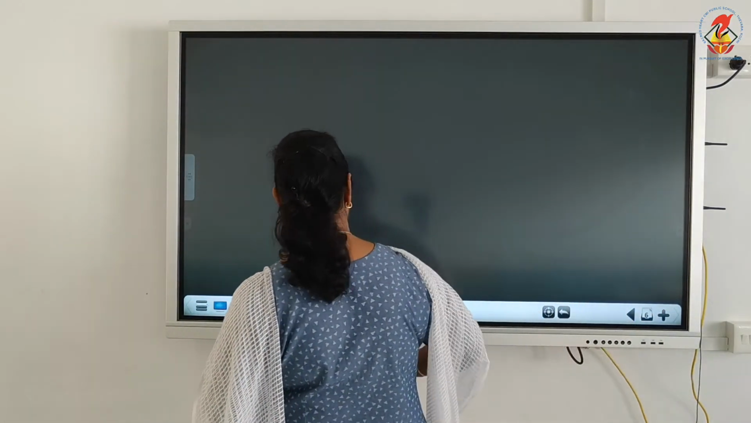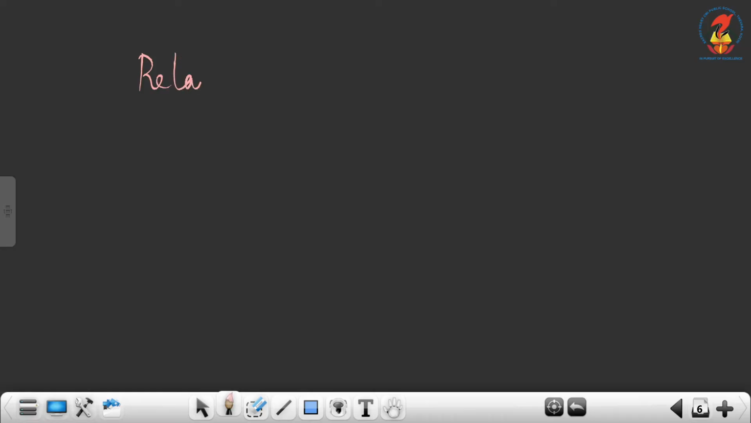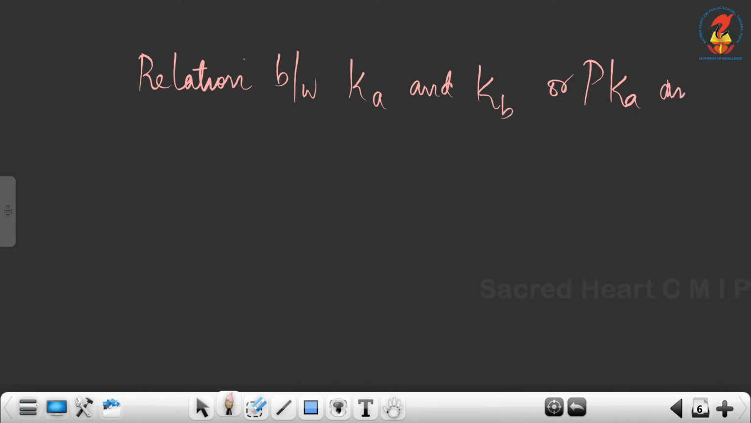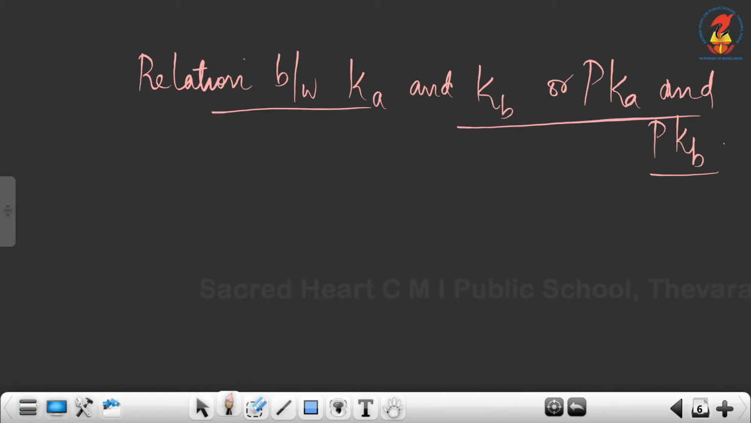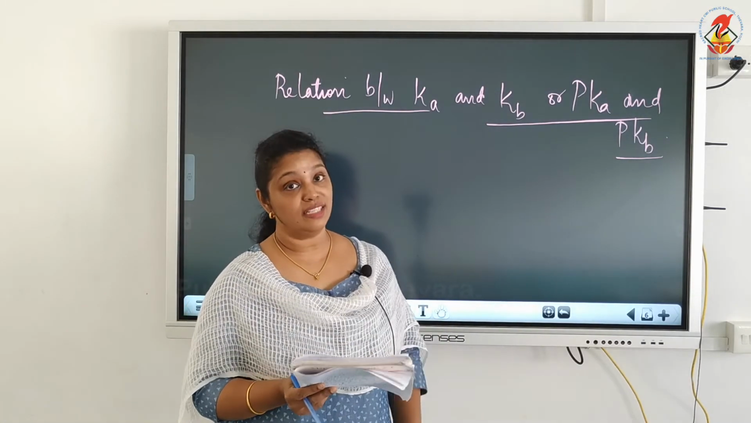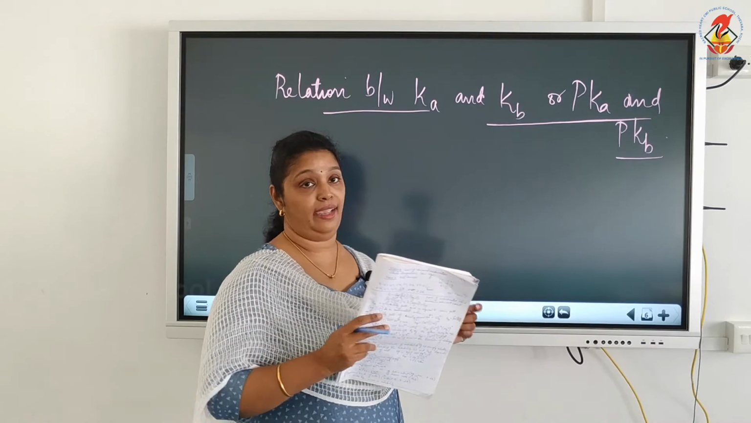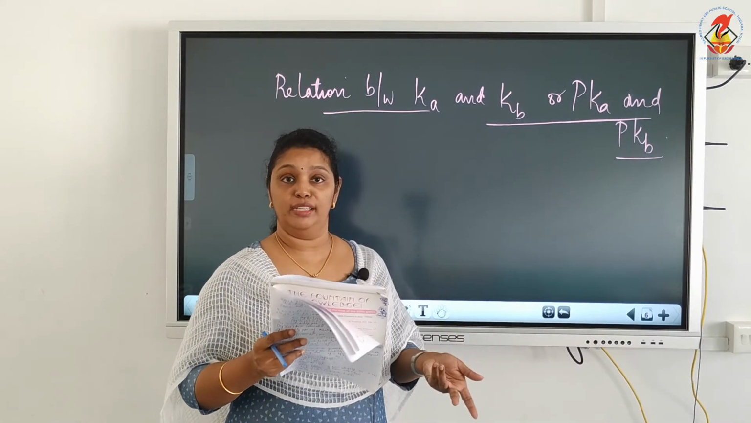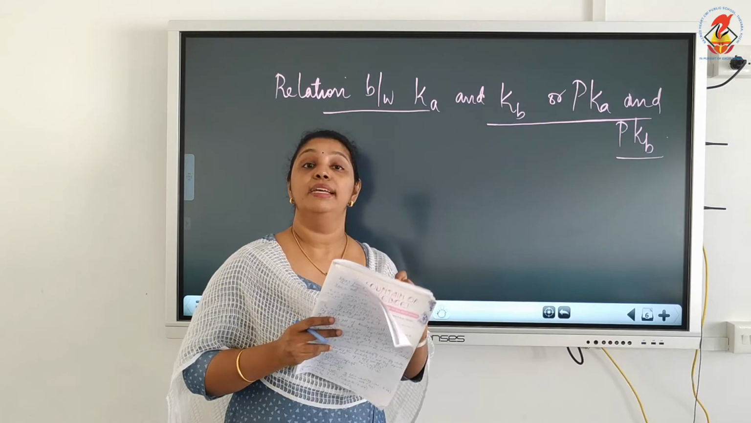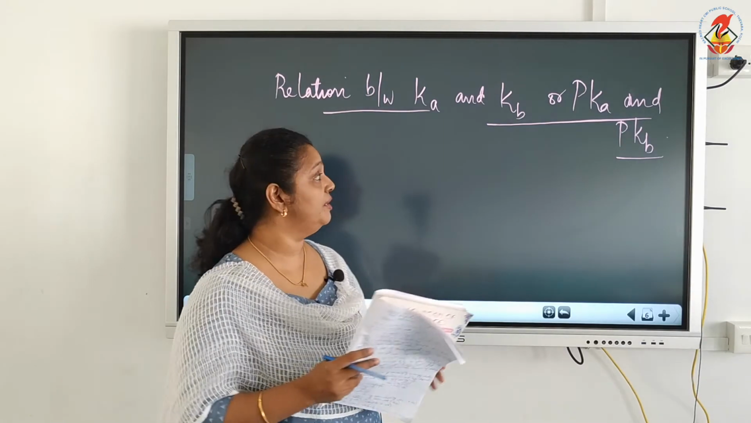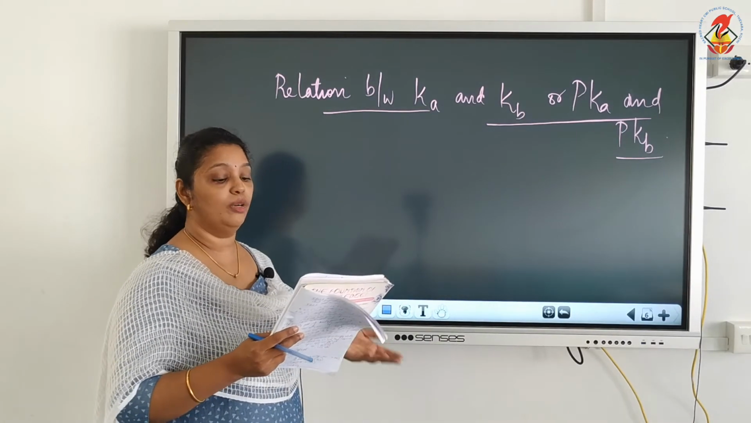Now next we are going to see the relationship between Ka and Kb, or pKa and pKb. So next, relation between Ka and Kb, or pKa and pKb. Now Ka is called the acid dissociation constant and Kb is called the base dissociation constant. Now pKa will be the negative logarithm of Ka and pKb will be the negative logarithm of Kb. So we are going to get a relation between Ka and Kb, or pKa and pKb.